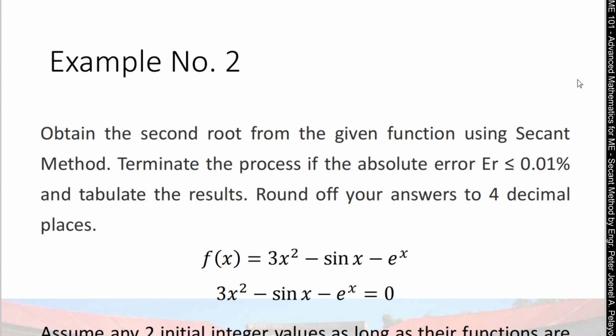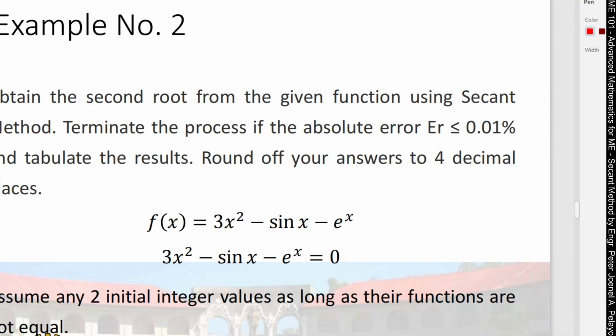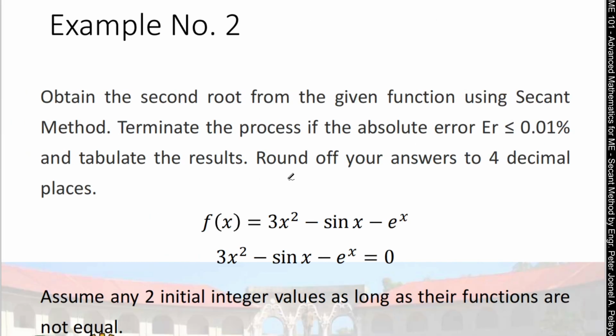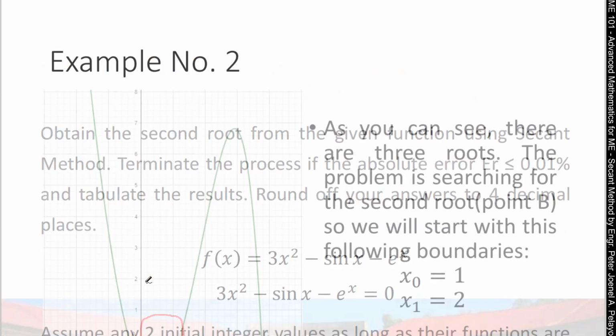Okay, so obtain the second root from the given function using the second method. Terminate the process when our absolute error is 0.01%, and tabulate the results. Round off your answer to 4 decimal places. So, same problem as the regular falsi and bisection method, other method lang ang pag-solve natin. Assume any two initial integer values as long as their function values are not equal.